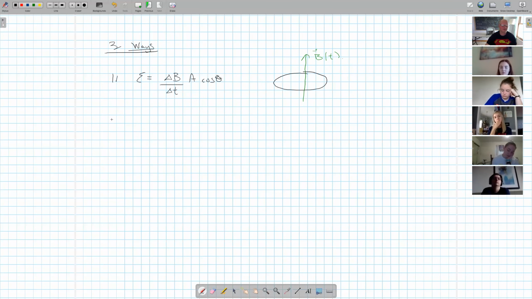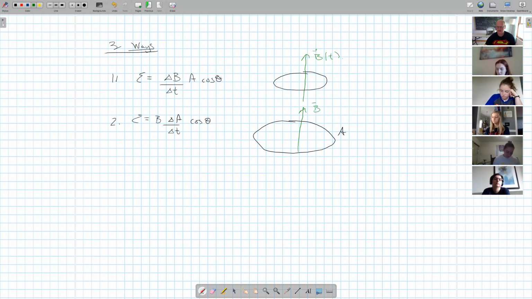Number two is I can change the area with respect to time. So this is going to be the magnetic field times the rate of change of the area times cosine of the angle between the two. This one can happen by, let's say initially here is my coil, which has a cross-sectional area A, and again I have a magnetic field, let's say B, but B here is going to be equal to a constant.